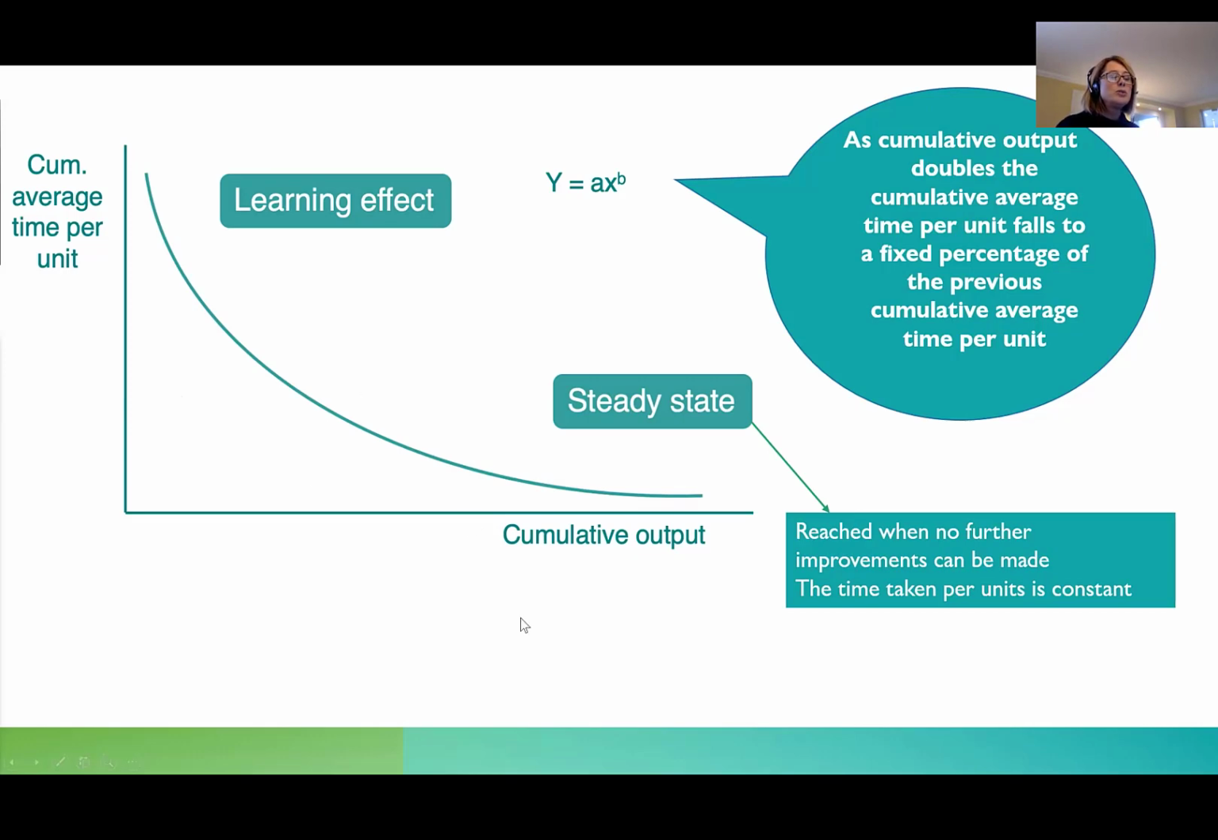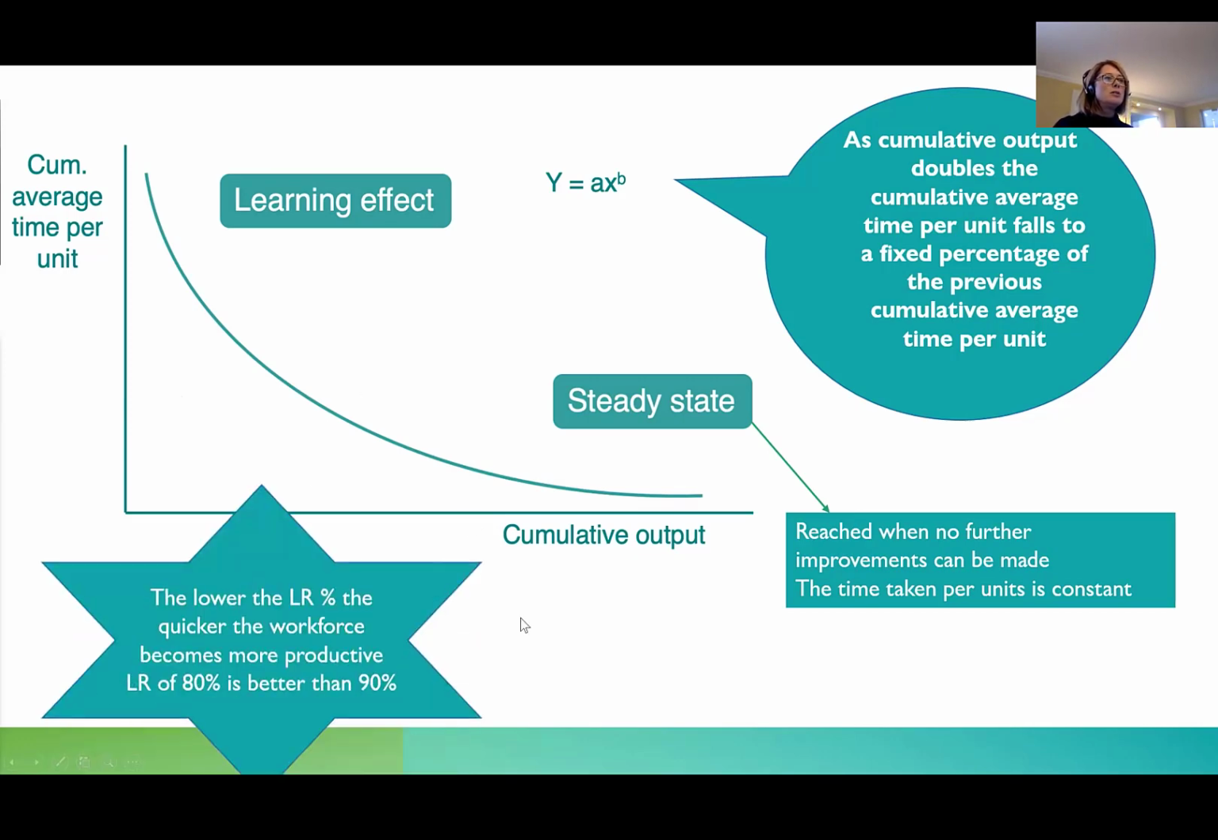Now, what is key also in the exam is for you to realize the lower the learning rate, the quicker the workforce becomes more productive. So a learning rate of 80% is better than a learning rate of 90%. So get that into your heads because that's important. The lower the learning rate, the quicker they are. And I'll show you that numerically.